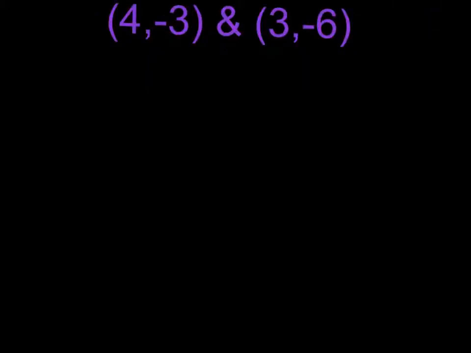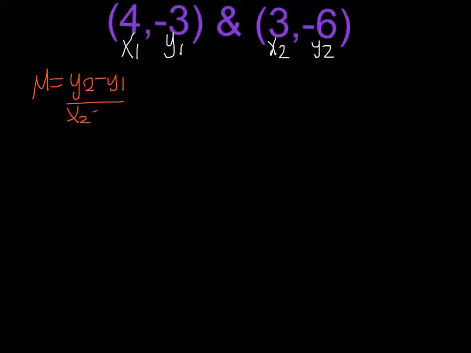Next, we're going to look at writing a linear equation given 2 points. The points we are given are 4, negative 3, which is x1, y1, and 3, negative 6, x2, y2. From what we've looked at earlier, you have to have a point and a slope to be able to write an equation. What we did on Friday is we took 2 points and found a slope, so we can do that today. Remember, your slope equation is y2 minus y1 over x2 minus x1.